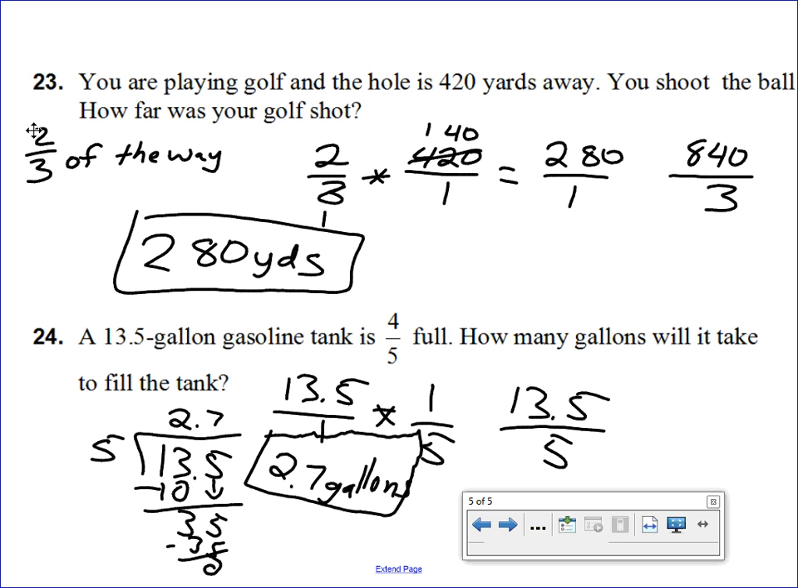Now we can make a really good problem saying, how much will it cost if it's $1.99 for 1 gallon of gas? You could figure that out, right? We okay on that? Okay.